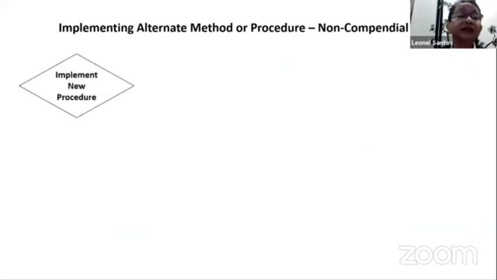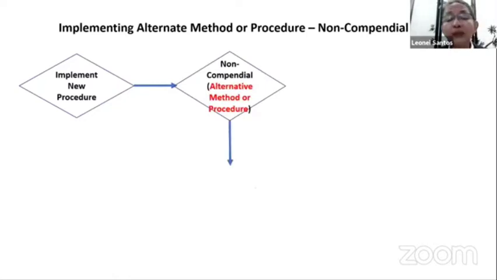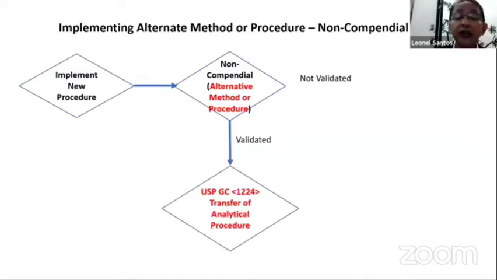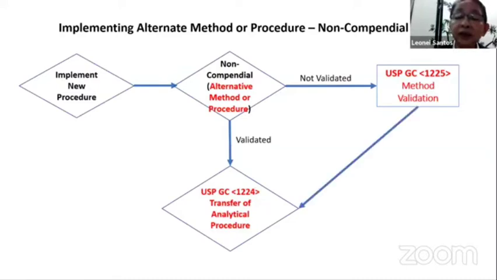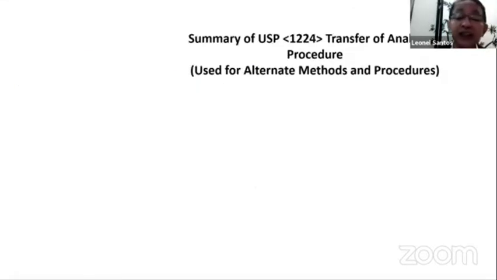Now, if you are implementing an alternative method, which is termed internal to your company, it is important that these methods and procedures be validated so as to be able to do any transfer from one site to another. If they are not validated, then you need to validate them based on the General Chapter 1225 method validation. I will discuss this in the last presentation.